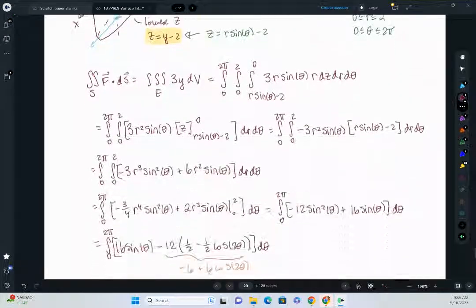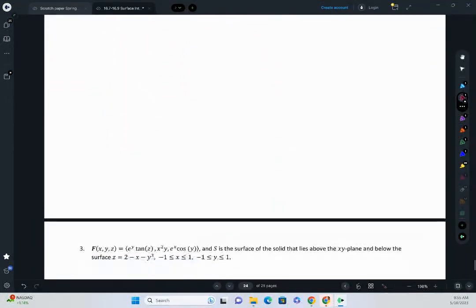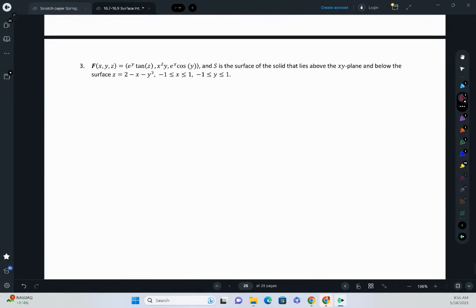All right, let's see one more. I think I have just one more for the final semester problem. In this problem, again, we're using the divergence theorem. So we need to remember that the divergence theorem says that instead of dealing with a surface integral over S of f dot dS, we're going to handle a triple integral over the solid E of the divergence of f dV.